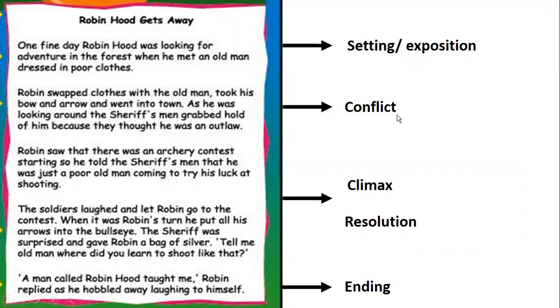Then we have the conflict. Robin swapped clothes with the old man, took his bow and arrow and went into town. As he was looking around, the sheriff's men grabbed hold of him because they thought he was an outlaw.